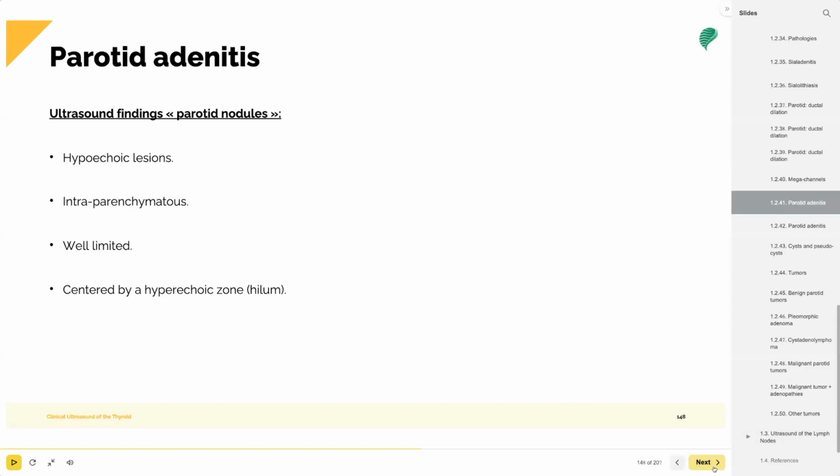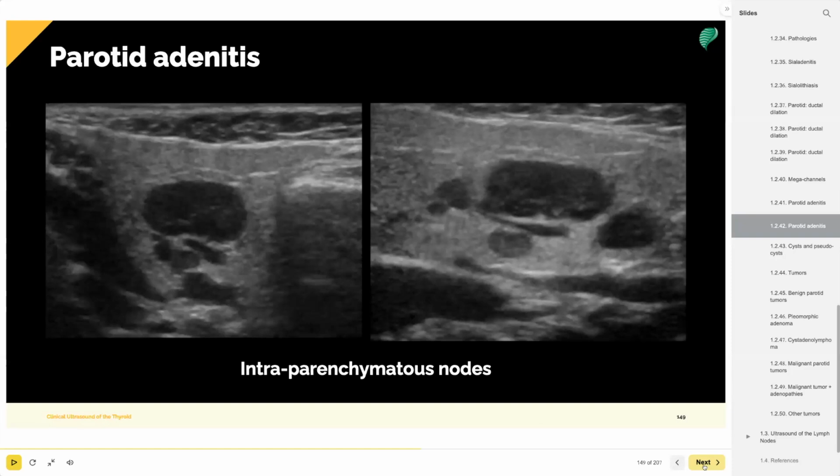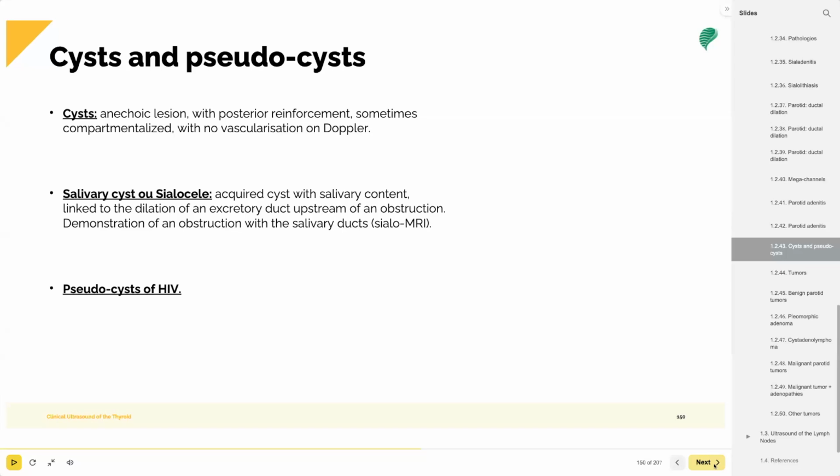Parotid adenitis is usually seen with hypoechoic lesions. It's limited and it's centered by a hypoechoic zone or a hilum. Here's a picture of parotid adenitis. We can see it's showing an ovoid formation within the parenchyma, and it does have clear boundaries. Cysts are anechoic formations with posterior reinforcement. Internal partitions may sometimes be observed.